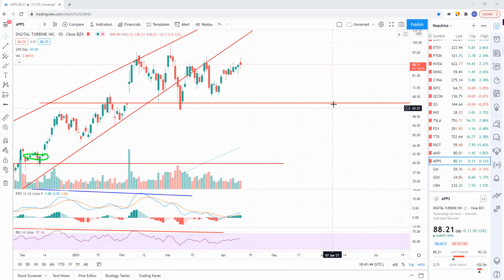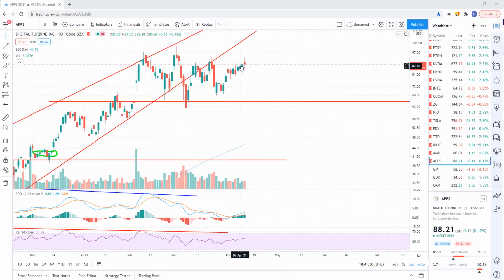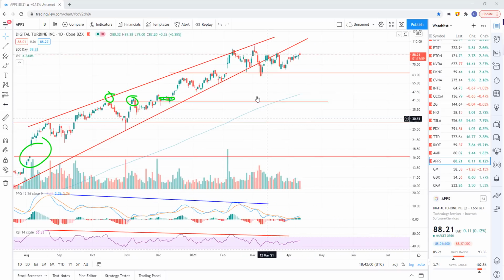Someone asked me about APPS, which is Digital Turbine. Again, it just hasn't done its move yet. It's just kind of treading water. But you've got the uptrend line right here. That trend has not been recovered. This, to me, looks like we're kind of topping out.